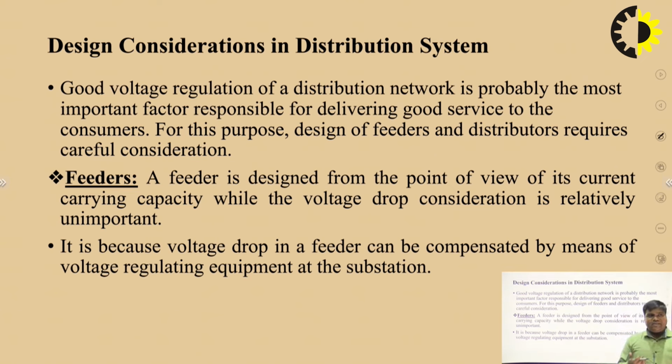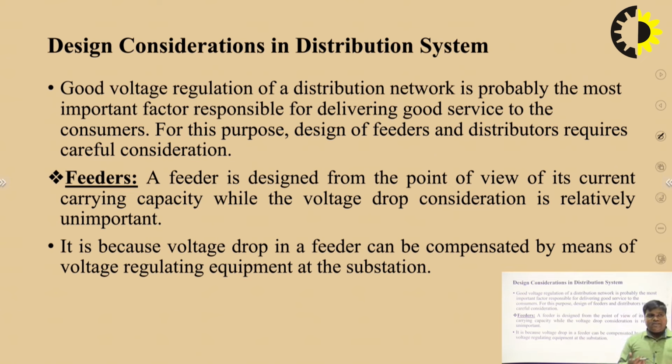Other point is that the size and the length of the distributor should be such that the voltage at the consumer's terminal is within the permissible limit. It is obvious and it is important for design consideration. Okay. So if we see what are the needs and the requirements of a distribution system, the first one is proper voltage.